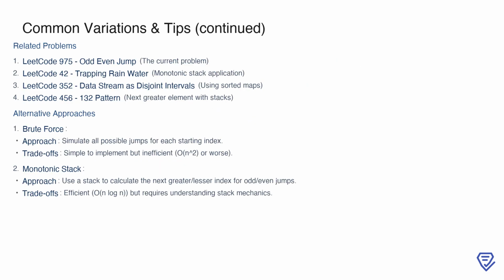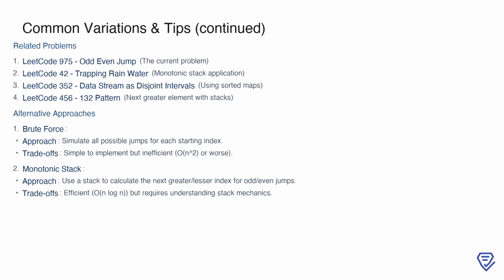The techniques used in this problem are applicable to several related problems, making it a valuable learning opportunity. For example, LeetCode 42, Trapping Rain Water, also leverages the concept of monotonic stacks, while LeetCode 352, Data Stream as Disjoint Intervals, involves the use of sorted maps. Another related problem is LeetCode 456, the 132 pattern, which utilizes stacks to find the next greater element. Exploring these problems can deepen your understanding of the underlying patterns and techniques.